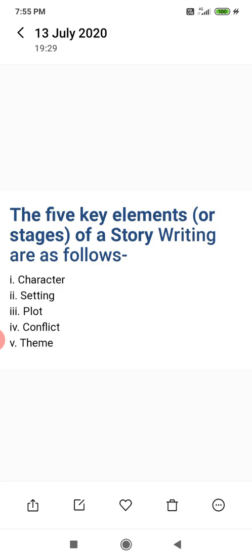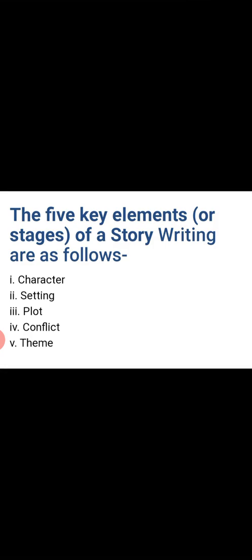So, of course, it is a more challenging task, but it is also at the same time very interesting and very creative on your part, isn't it? Because the entire plot, setting, and character can be developed by you, isn't it? So, now let us discuss these 5 very important components of writing a story.